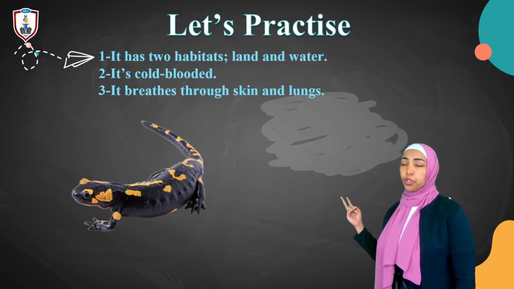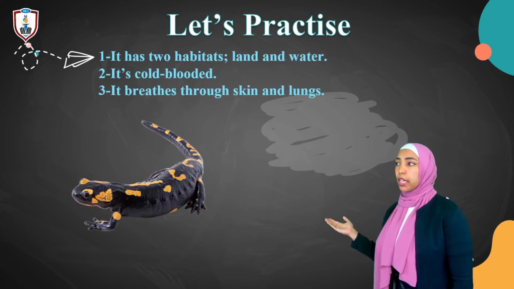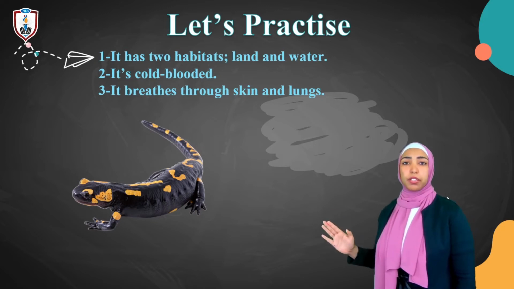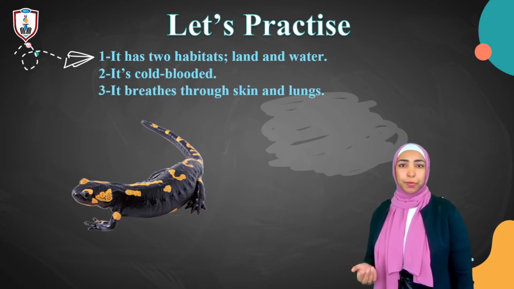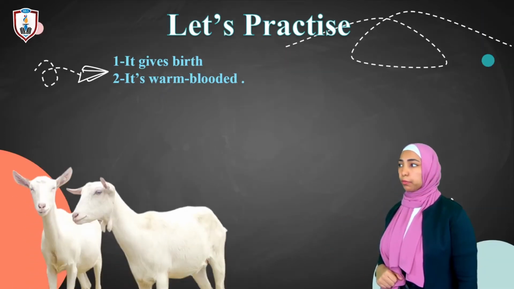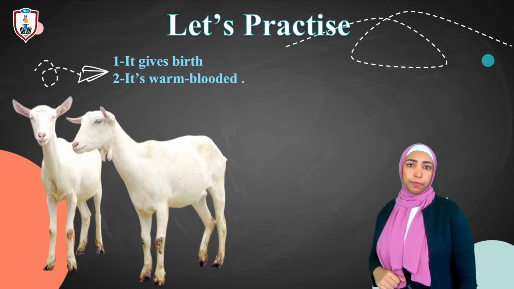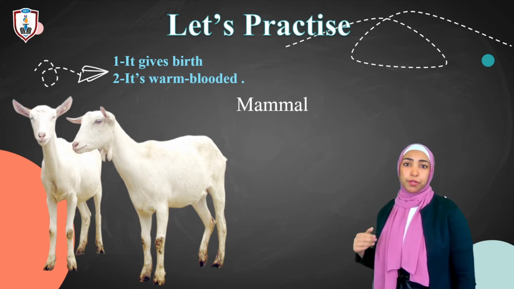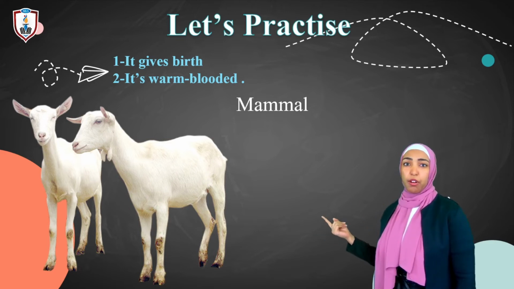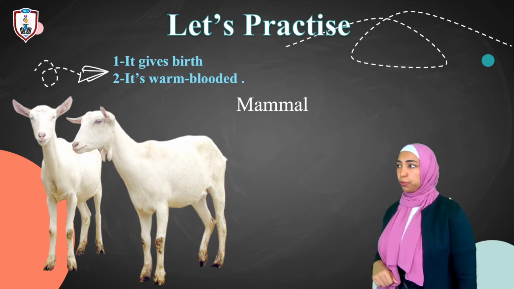It has 2 habitats, land and water. It's cold-blooded. It breathes through skin and lungs. So what kind is this animal? Excellent, it's the amphibian. It gives birth. It's warm-blooded. So what kind is this animal or this creature? Let's say creature. Yes, the mammals, because people are mammals, so I can't say only animals. No, creature, because we are mammals too.